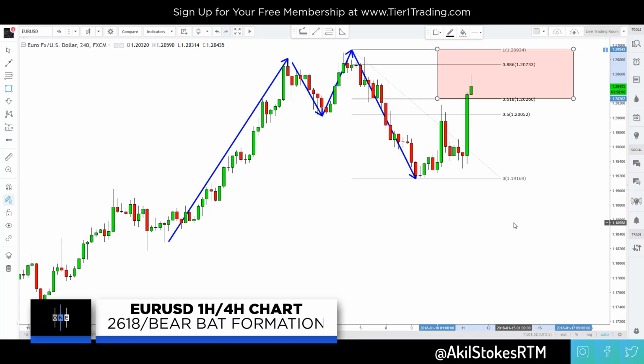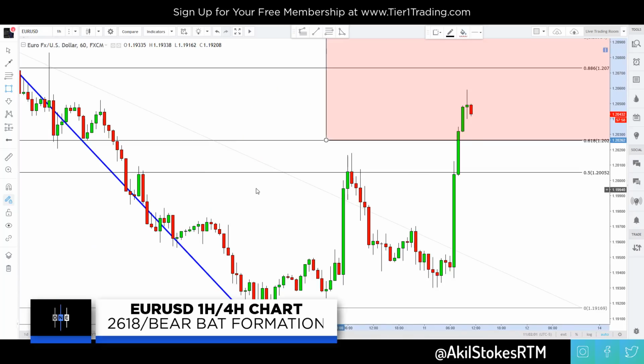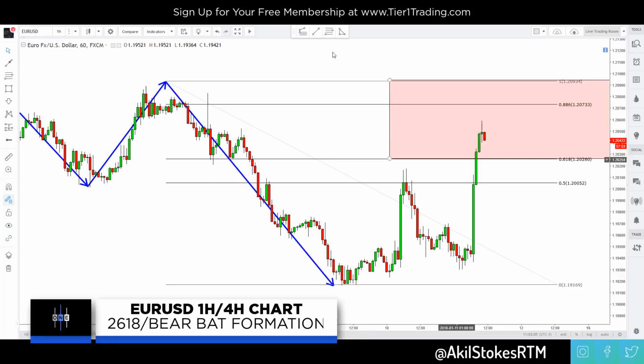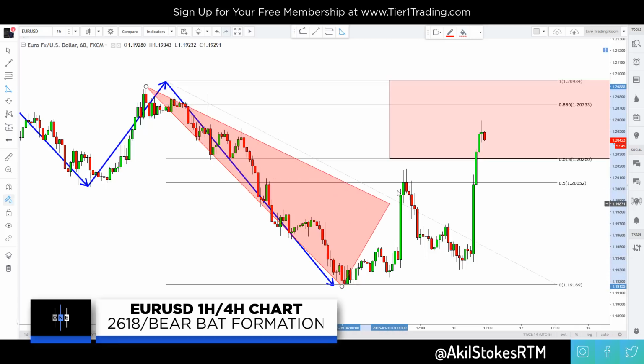Well, as price ebbed and flowed, meaning it kind of wiggled its way up towards that zone, we actually put in something else. And this is going to be an advanced pattern formation. This is going to be a potential bearish bat formation. It's going to look something like this. We're going to have an X leg starting up here at the top of our double top. We're going to have an X to A, that's swing high to swing low.